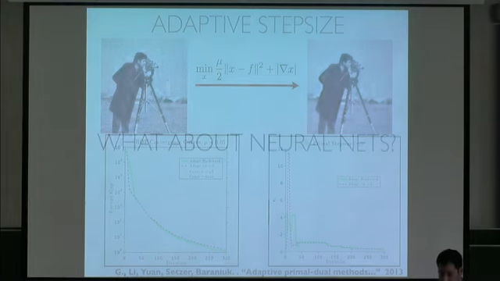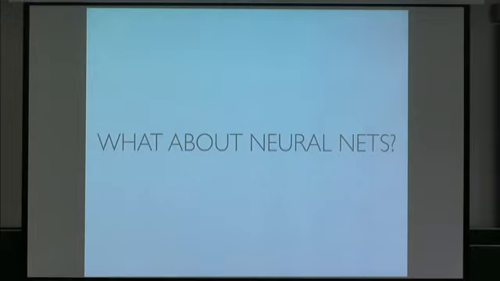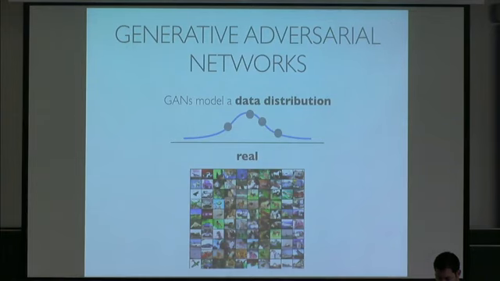So this is all stuff for convex problems, and I said I was going to tell you about neural networks. So what can I say about neural nets? Interestingly, it turns out that recently there's been an explosion of interest in saddle point problems involving neural networks. And the reason why is because of the appearance of what are called adversarial models. And one in particular that I'll talk about is called generative adversarial networks.